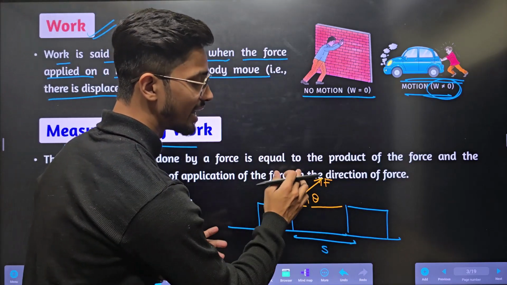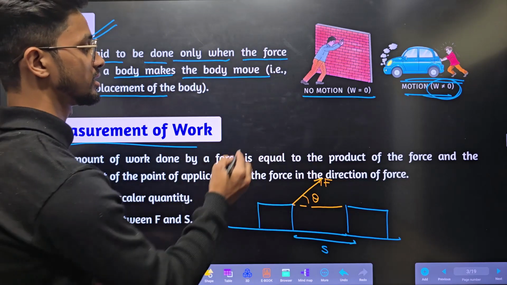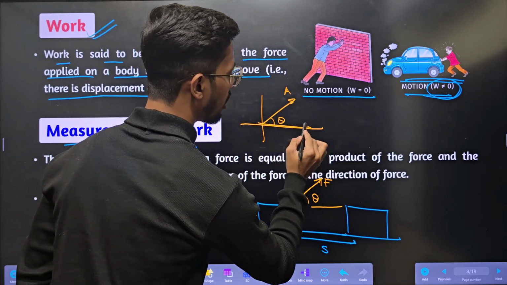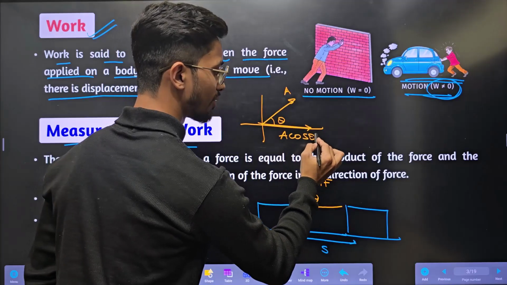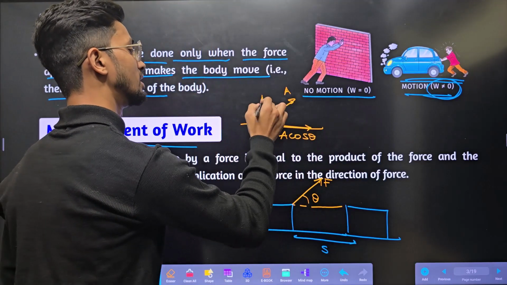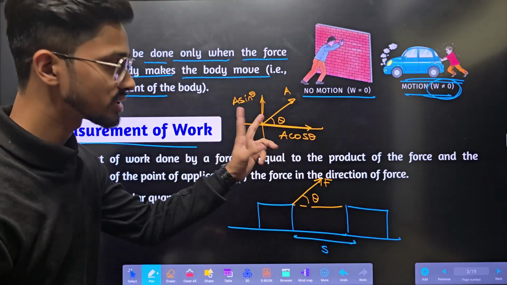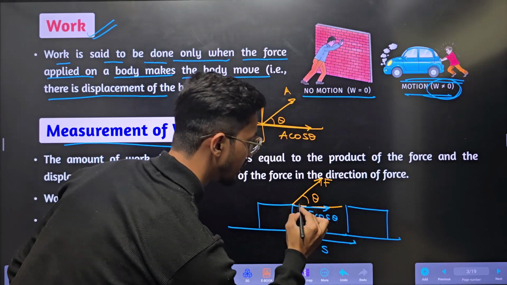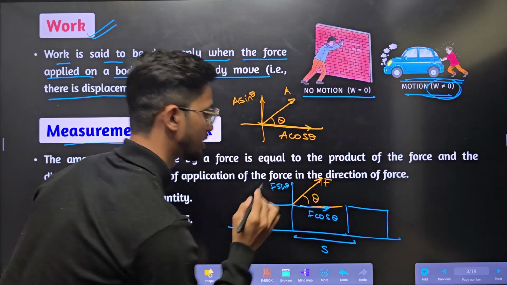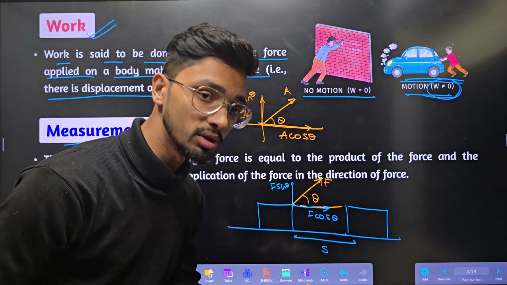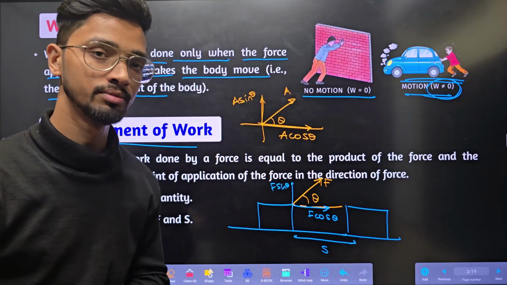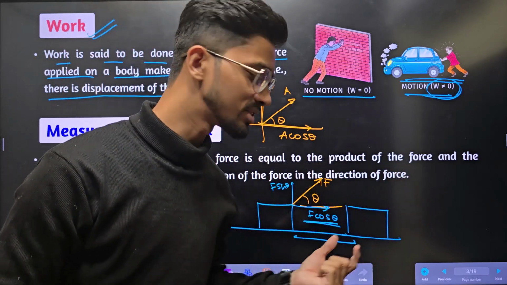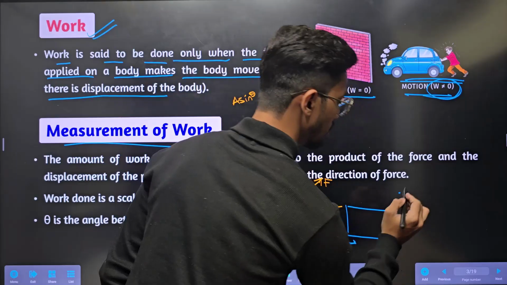Whenever we talk about any vector quantity, let us consider vector A, there will be two components. One will be along theta, that will be the cos component, and one will be across theta, that will be the sine component. So A cos theta and A sin theta. Similarly, F will also have two components: along theta, F cos theta, and across theta, F sin theta. Now, which force is responsible for moving a body in the x axis? That is nothing but F cos theta. So therefore, what is work?